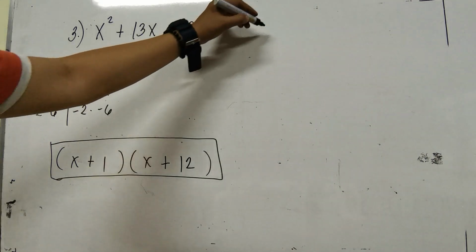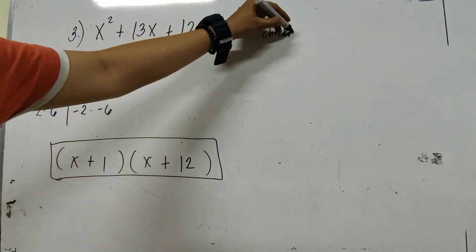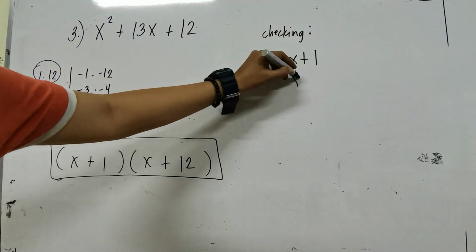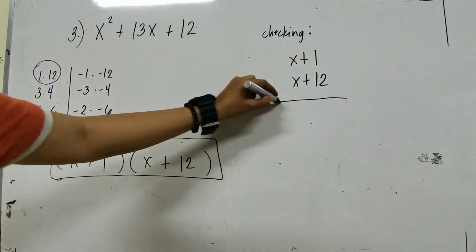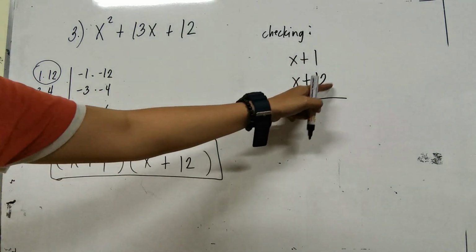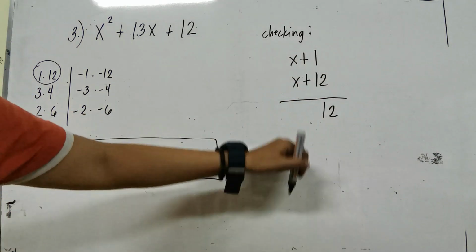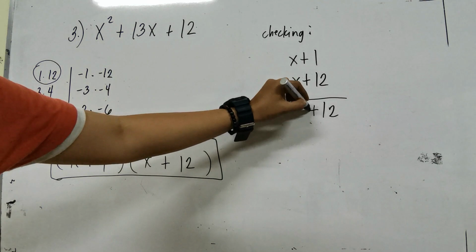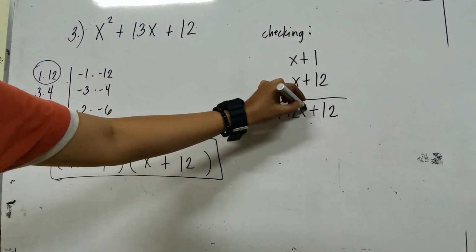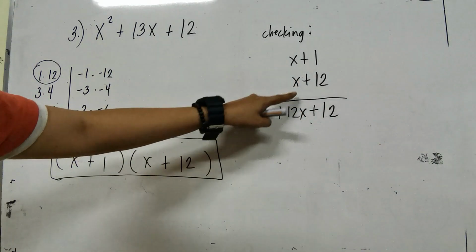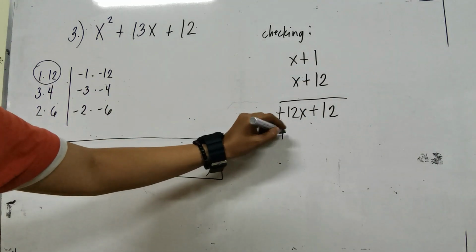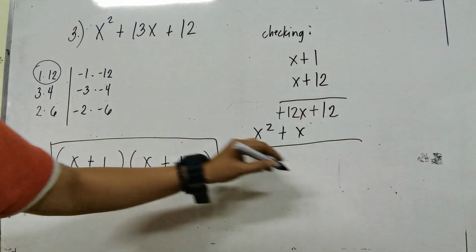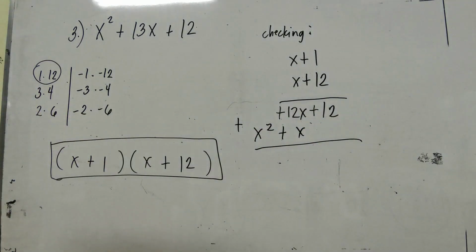Then, checking. X plus 1 times x plus 12. So, we have 12 times 1 is 12. Then, 12 times x is positive 12x. Next is x times 1. We have positive x. X times x is x squared. Then add.